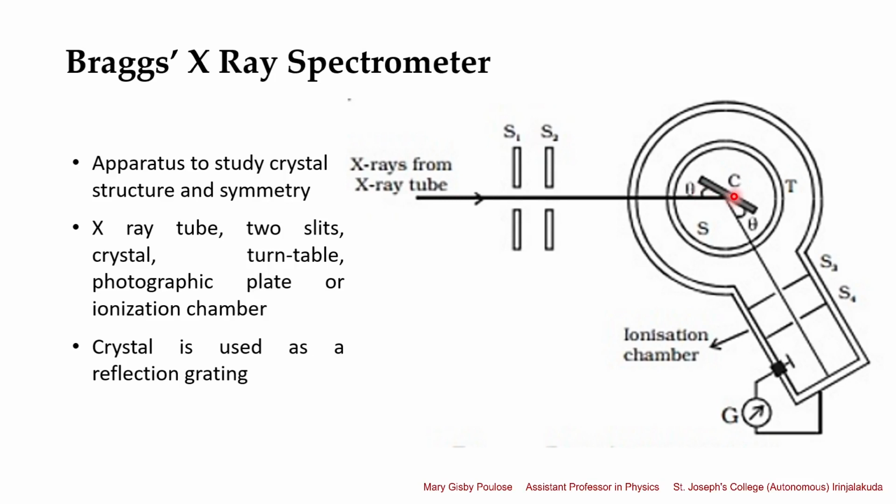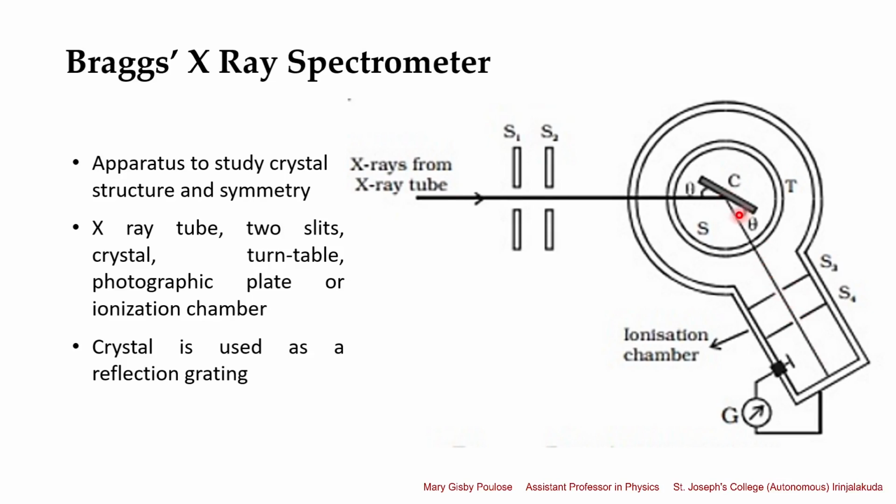Okay. If we were observing the diffracted beam passing through it, we would have been seeing the transmitted beam and it would have acted as a transmission grating. But here we are viewing the reflected beam, hence it acts as a reflection grating. Now this reflected diffraction beam, on the path that it passes through, we place an ionization chamber.